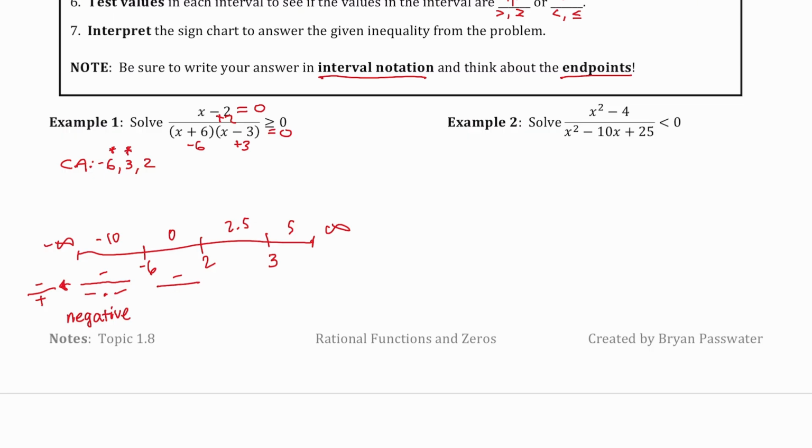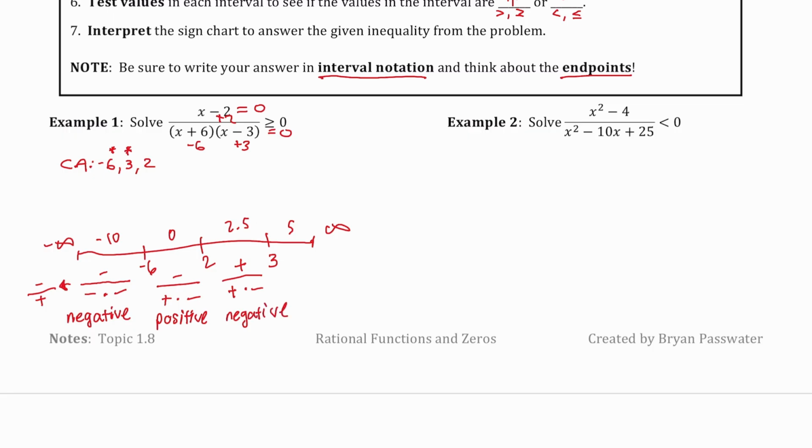And so 0 plus 6, that's a positive, and 0 minus 3 that's a negative. So negative divided by negative, that's going to give us a positive. 2.5 minus 2, we're on to 2.5 now. 2.5 minus 2, that's a positive, divided by 2.5 plus 6, that's positive. 2.5 minus 3, that's going to give us -0.5, so that's a negative. Positive times negative is a negative. Positive divided by negative, that's going to give us a negative.